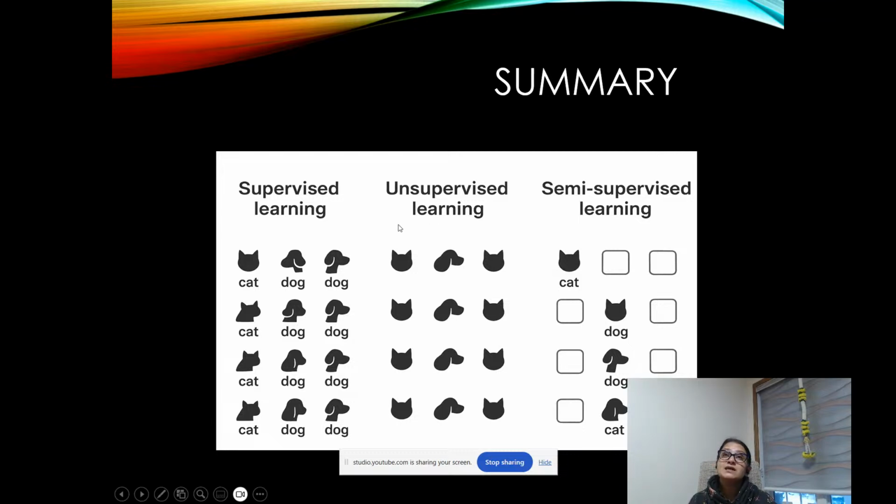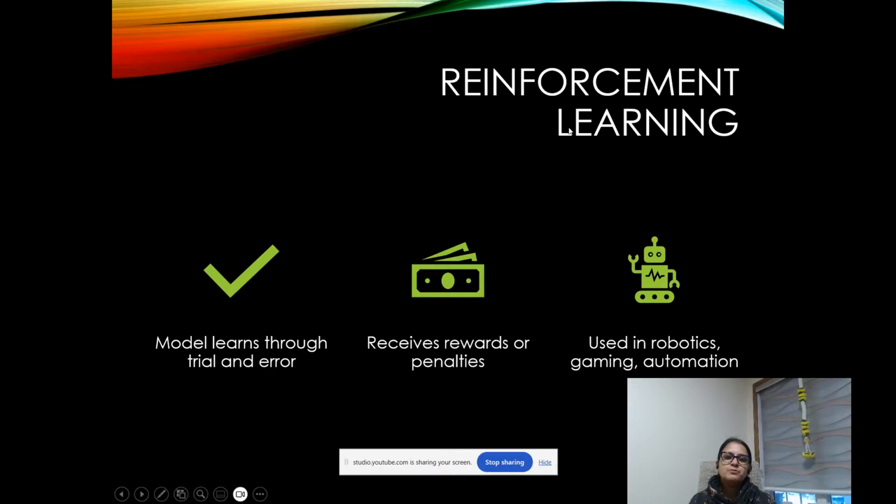Here, unsupervised learning, no label, only the pictures, right? We discussed it in unsupervised. And this is a very good example of semi-supervised: some data is labeled and others are unlabeled. We don't know what this is, whether it is a cat or dog, right? So this is a summary of all the different machine learning types. And now we will jump onto reinforcement.